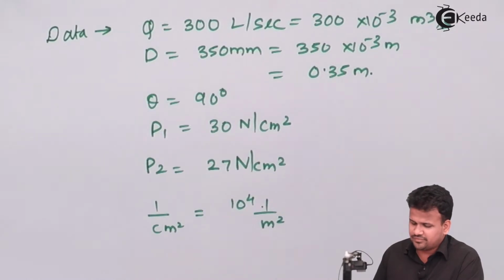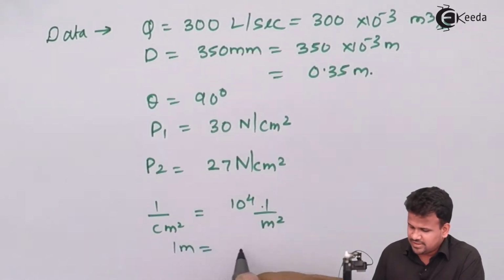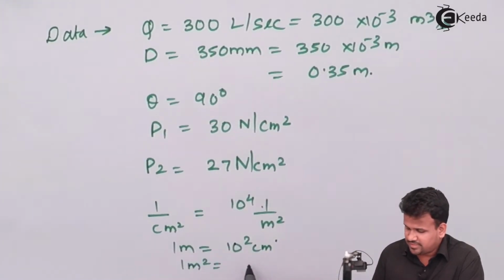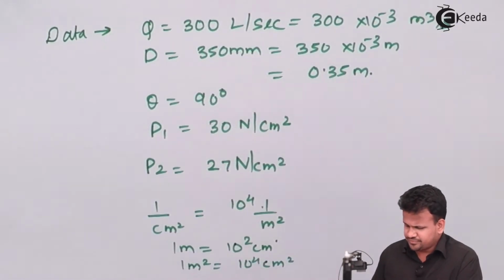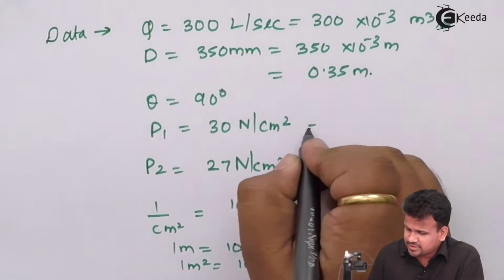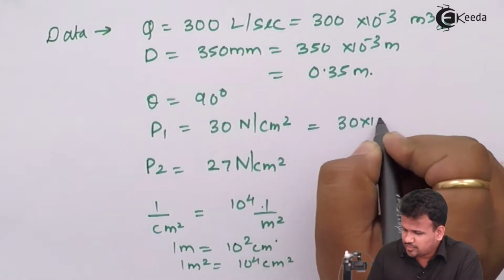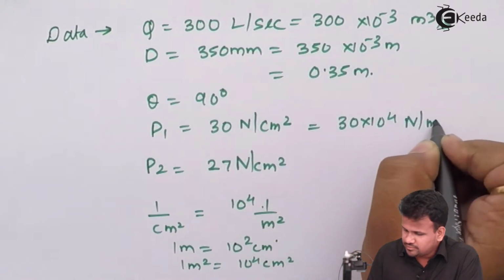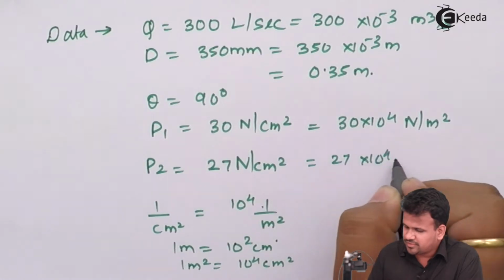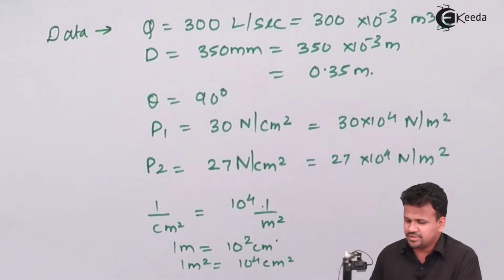Now 1 upon centimeter square is equal to 10 raised to 4 upon meter square. This is quite straightforward because 1 meter is equal to 10 raised to 2 centimeter and 1 meter square will be equal to 10 raised to 4 centimeter square. So it all makes sense in this part if you take reciprocals. So P1 will be equal to 30 into 10 to power 4 Newton per meter square, and P2 is 27 into 10 to power 4 Newton per meter square.